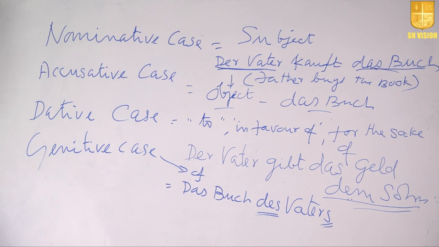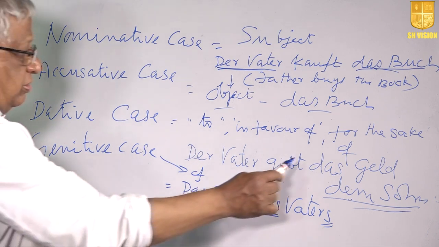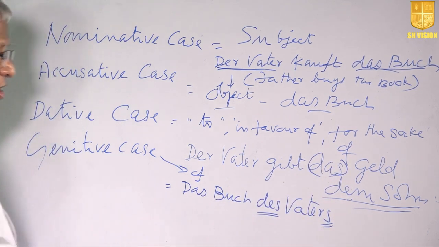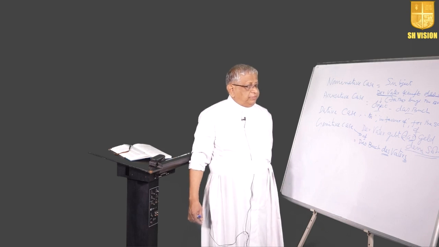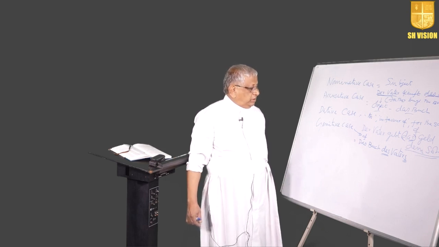Dative case expresses the meaning to somebody, in favor of somebody, for the sake of somebody. That type of sense is expressed by the dative case. So der Vater gibt Geld, das is not necessary, Geld, dem Sohn. Father gives money to the son. That is dative case.